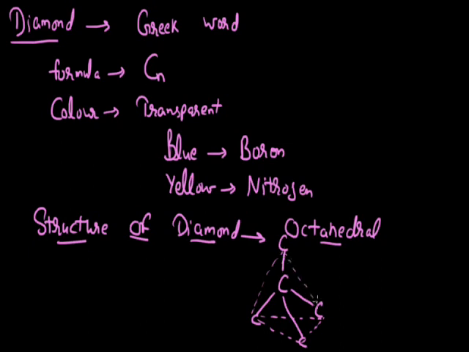In this tetrahedron, the center carbon atom is connected with all 4 carbon atoms by covalent force of attraction, and the bond angle between these carbon atoms is 109 degrees 28 minutes. These tetrahedral units arrange themselves in a tight manner to form an octahedral crystal of diamond. Due to this specific arrangement and strong covalent force of attraction, diamond is the hardest natural known substance. Now we will deal with the properties of diamond.